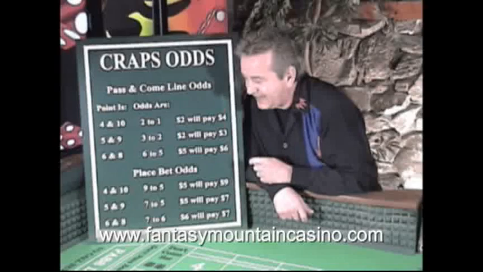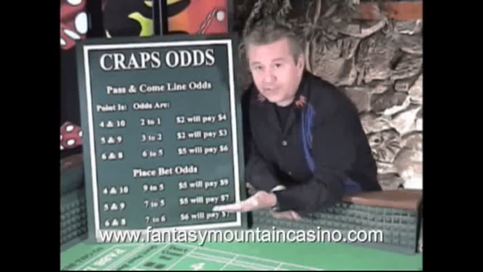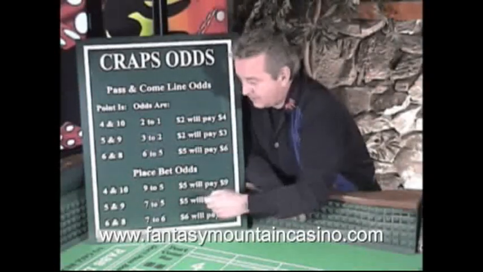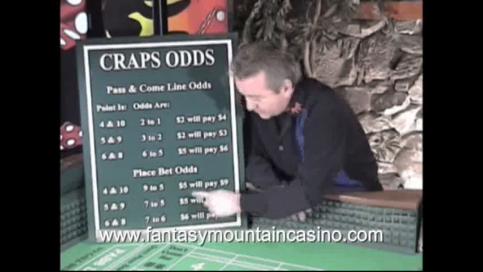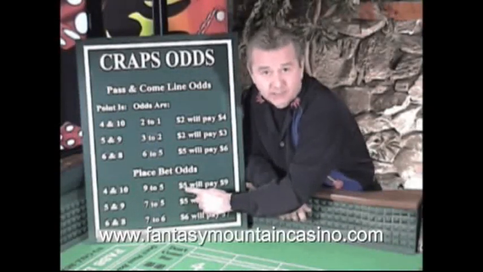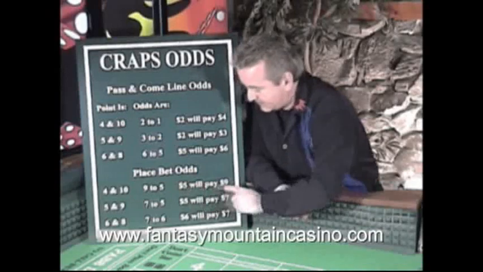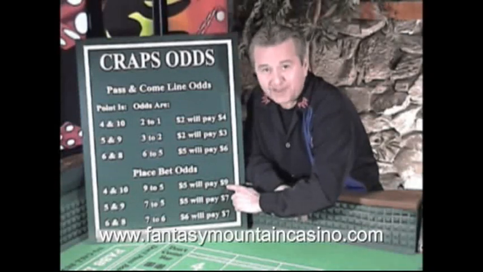Place bets, okay? The 4 and the 10, we already know the true odds are 2 to 1. But look at here, 9 to 5. In other words, $5 should pay you 10, 2 to 1, right? But 5 pays 9. See what I was talking about?